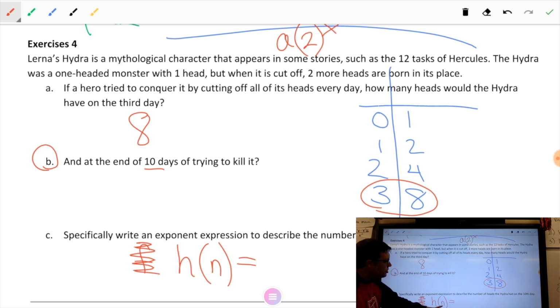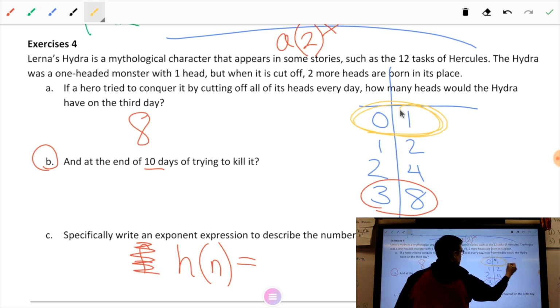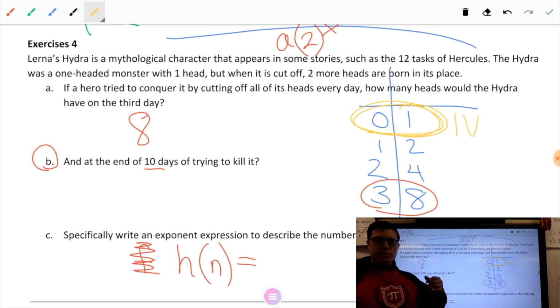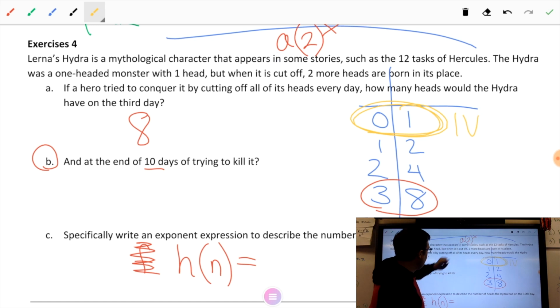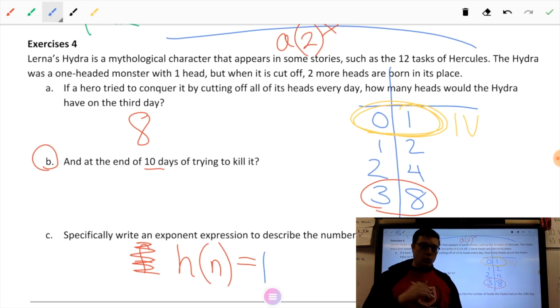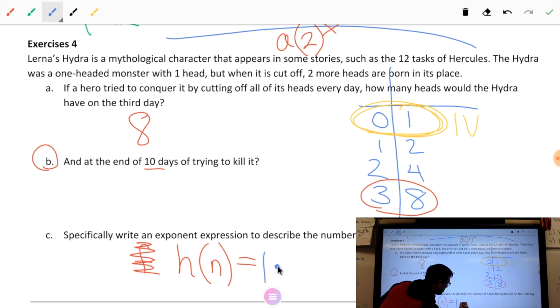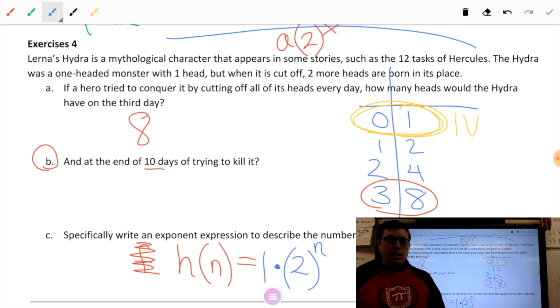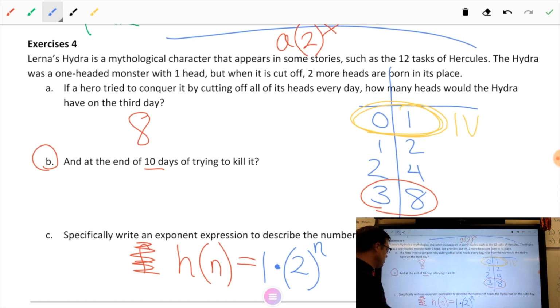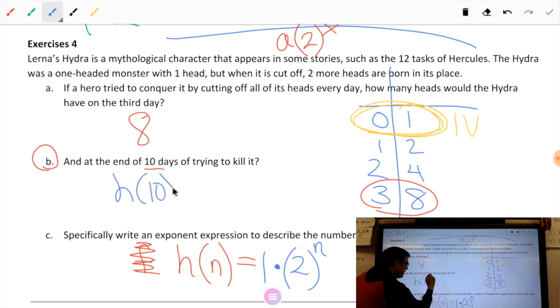So h of n equals, on the initial value, worth recognizing, that's the IV. And so therefore it's going to become 1, where A is located, 1 times 2 to the power of n. And there you have it. That's our exponential model that tells us that by the 10th day, so h of 10 equals, I don't really need the 1, it's just there.